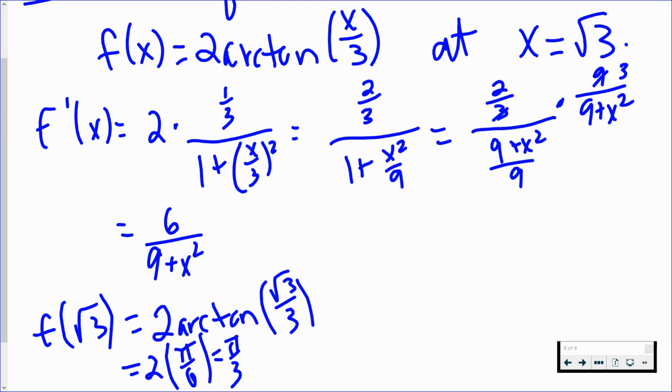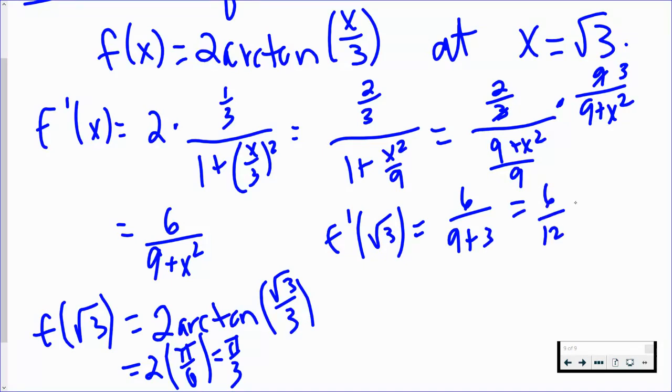Now let's plug into the derivative to get the slope. So f prime of square root of 3 is 6 over 9 plus, if we square the square root of 3, we're going to get 3. So we have 6 over 12, which is 1/2.